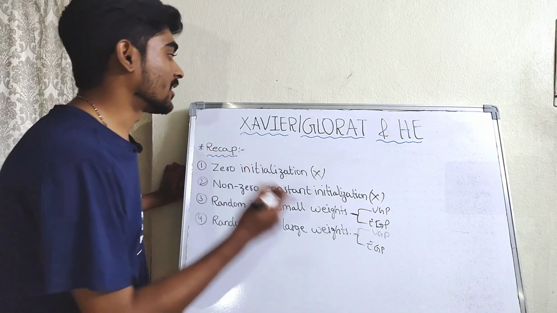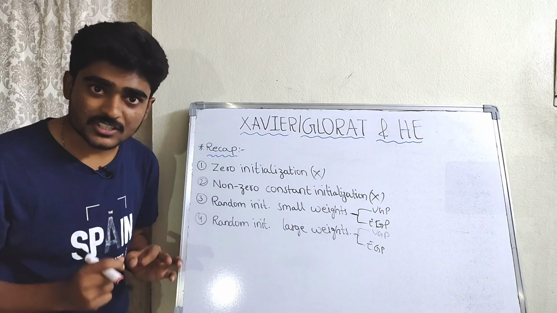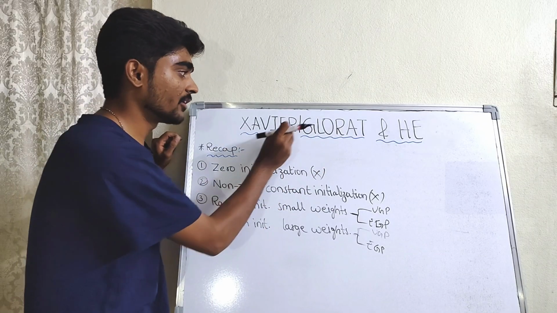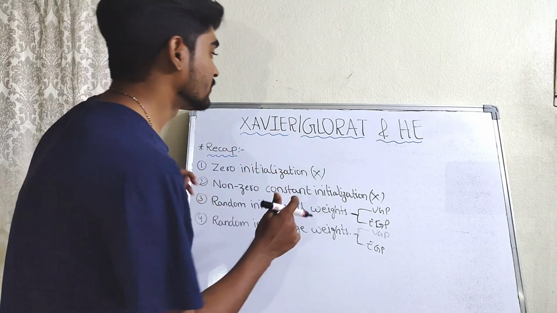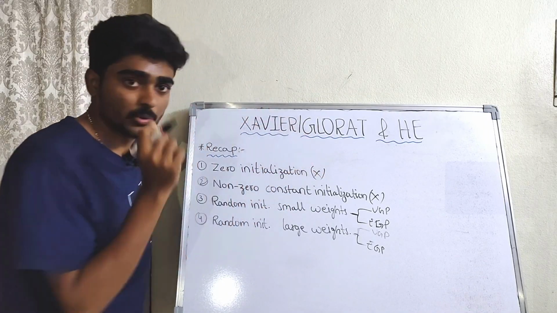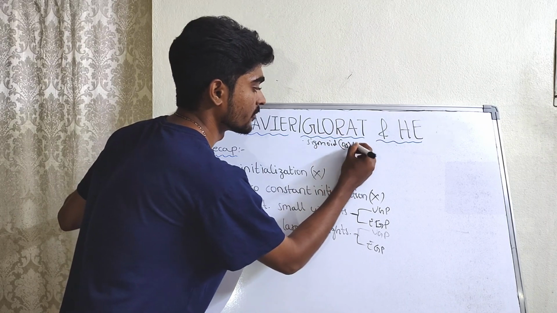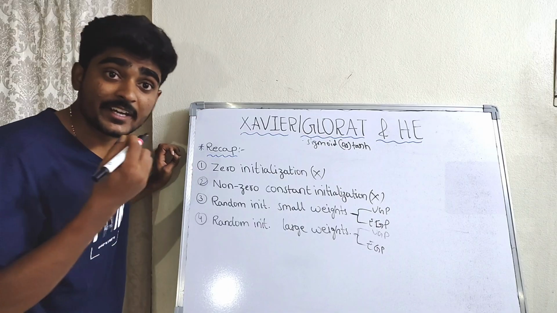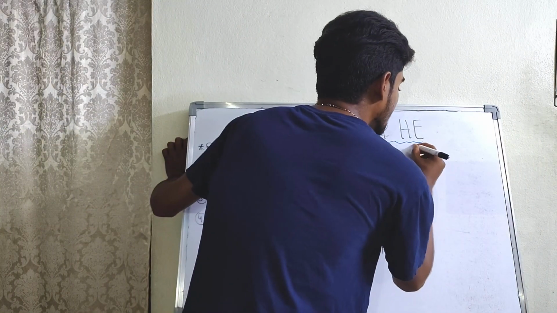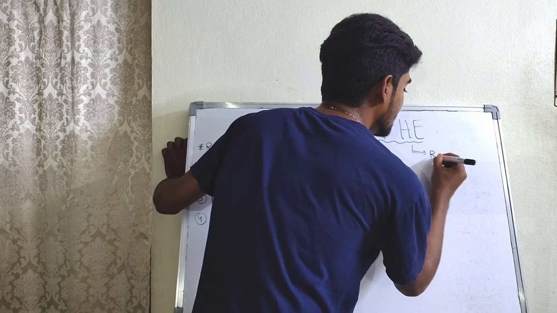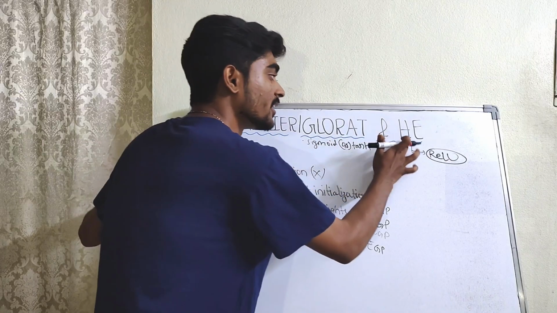That technique comes out to be the Xavier or Glorot and He initialization techniques. These are two different weight initialization techniques. Xavier or Glorot is used for sigmoid or tanh activation functions. When you use sigmoid or tanh in the hidden layers, we use the Xavier or Glorot weight initialization technique. When we use ReLU activation function in the hidden layers, we use the He initialization technique.